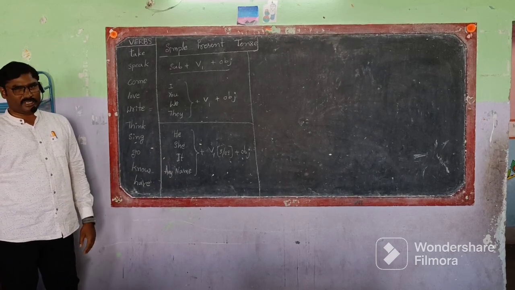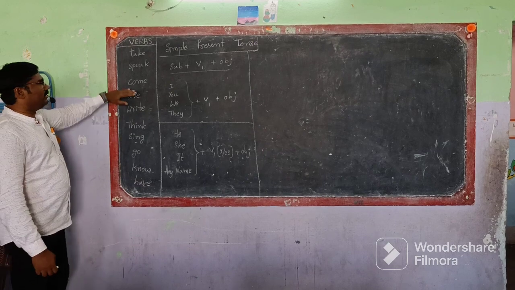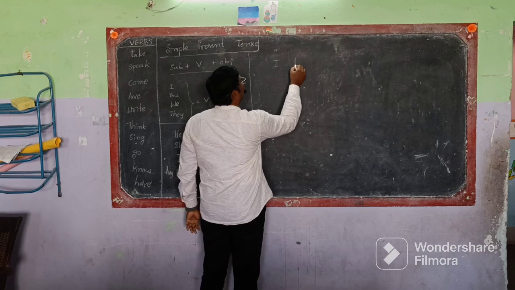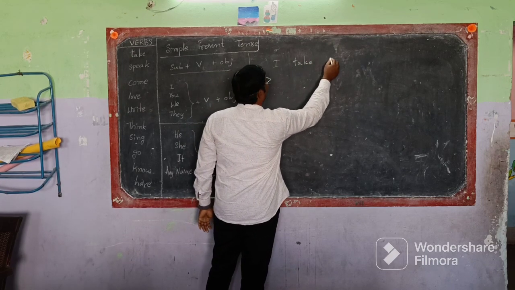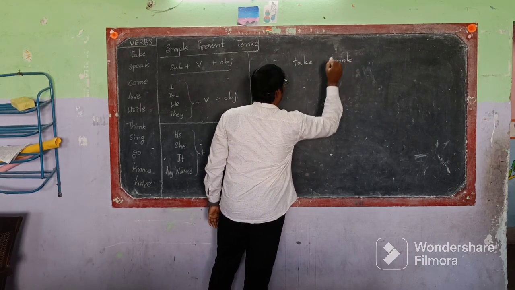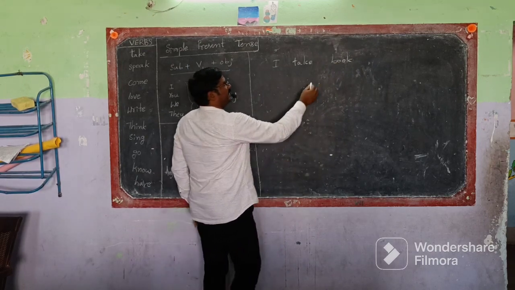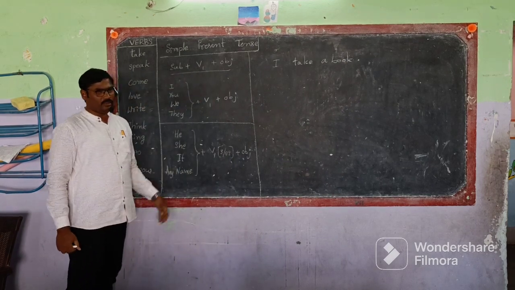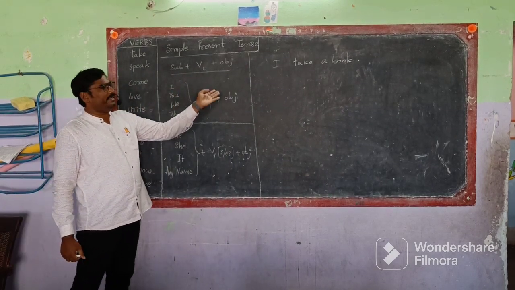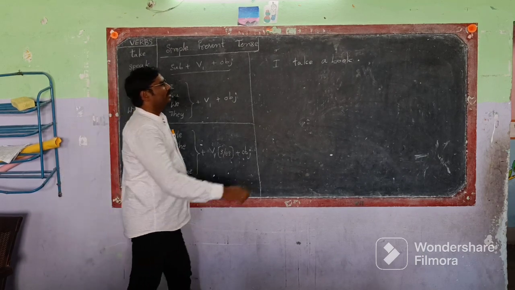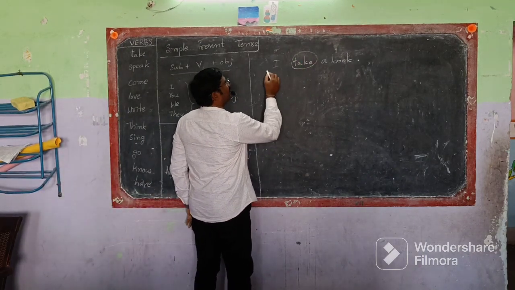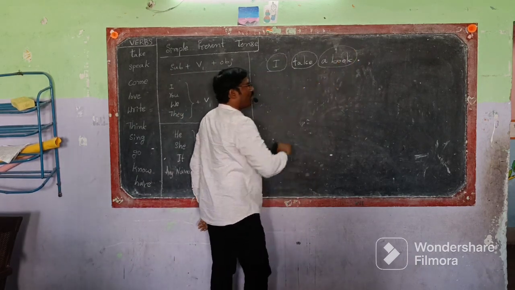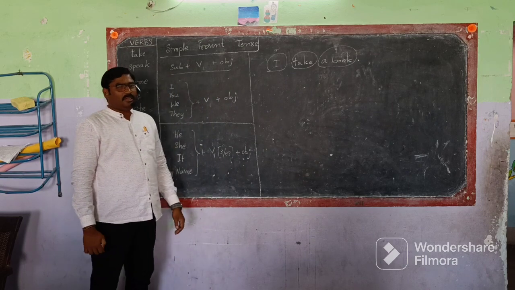You can tell some more examples. So I tell you one example. First, take the verb take. I take a book. This is one of the sentences that I wrote on the board here. So, I take a book. Here the verb is take, the subject is the pronoun I, and the object is a book.